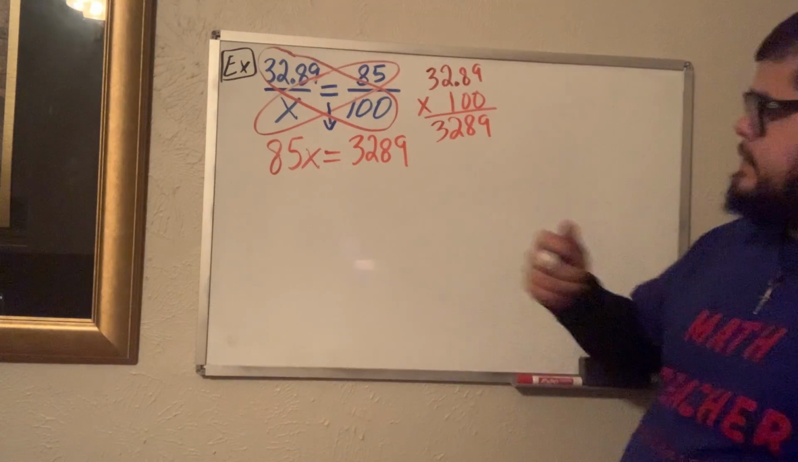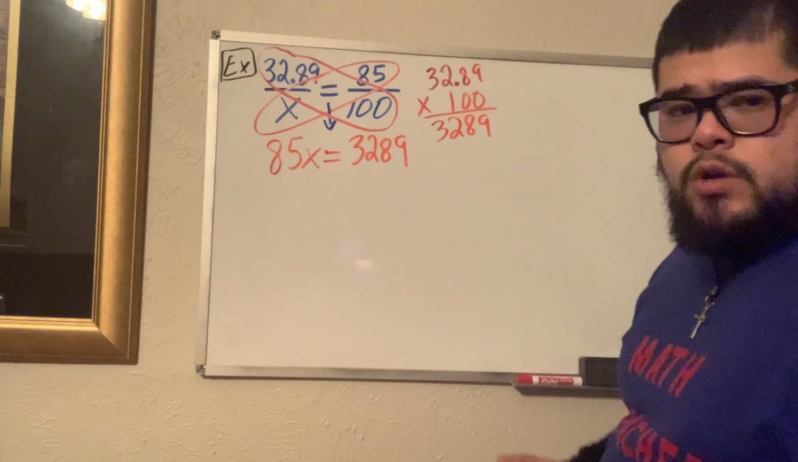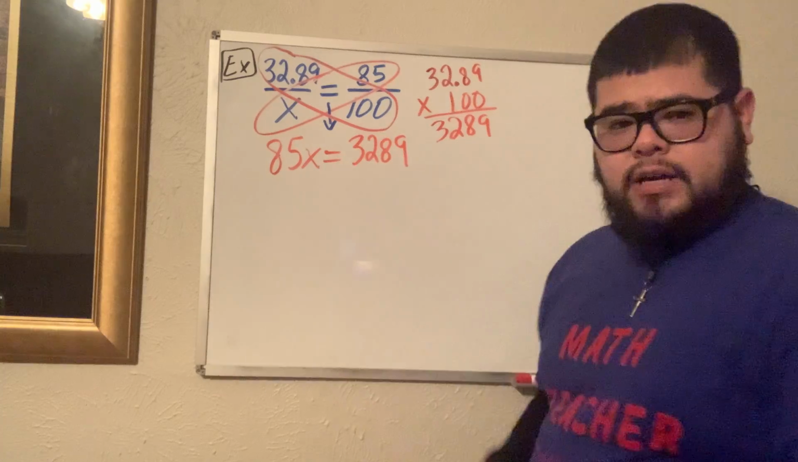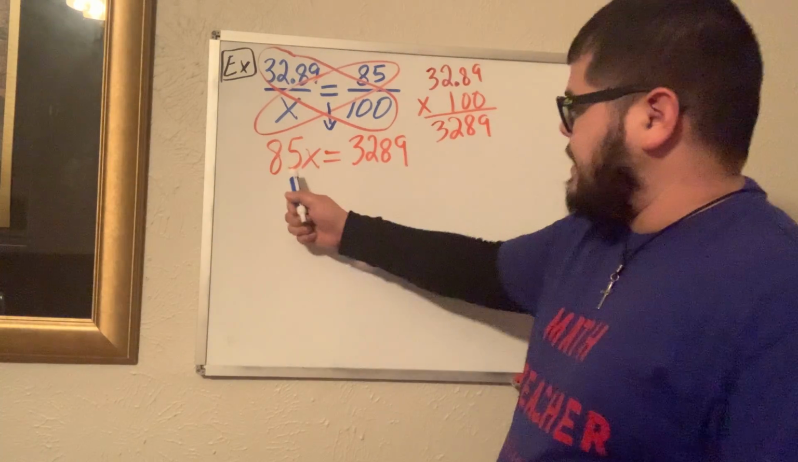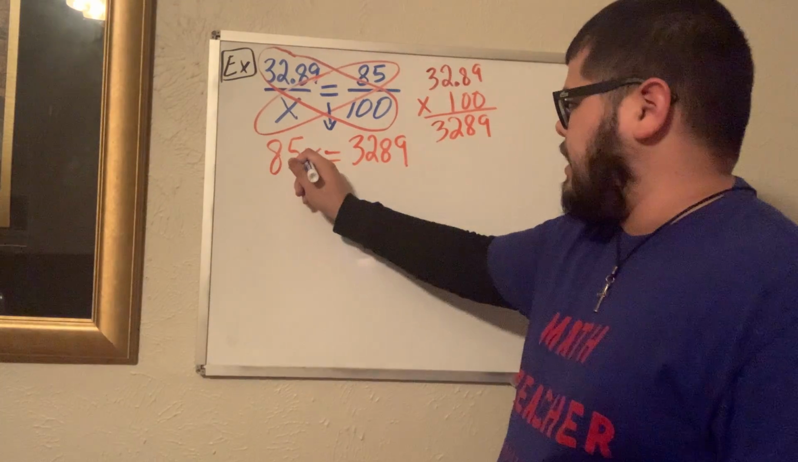All right, now this is a one-step equation. We've solved a lot of these, but these are pretty big numbers. So here we go. What's happening between 85 and X, this little dot?